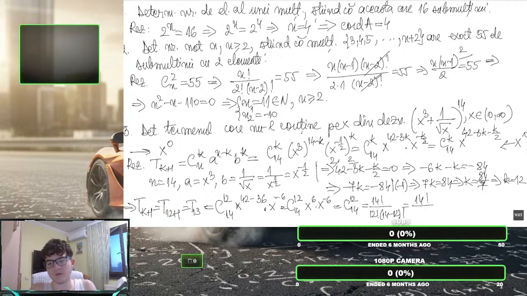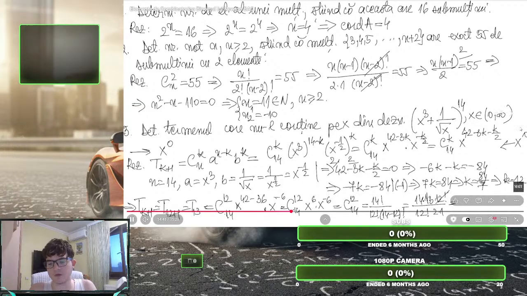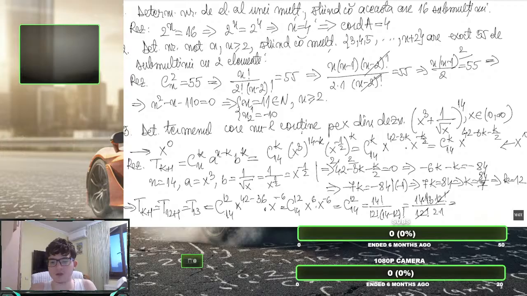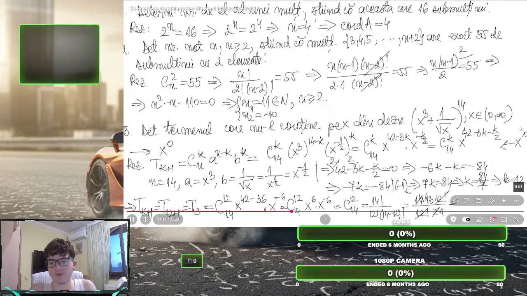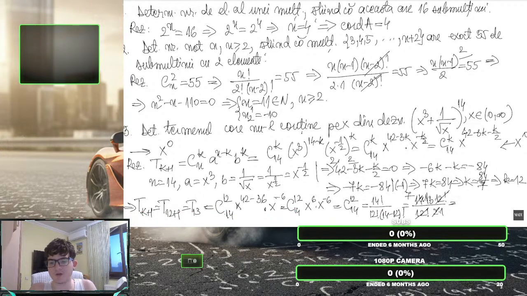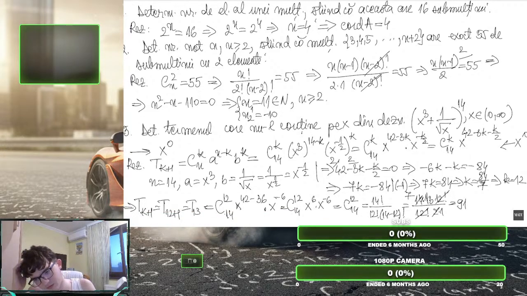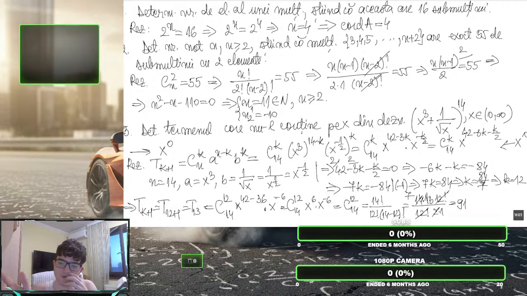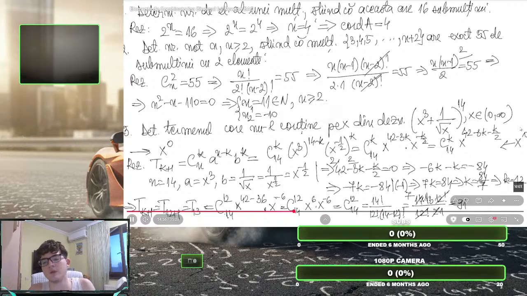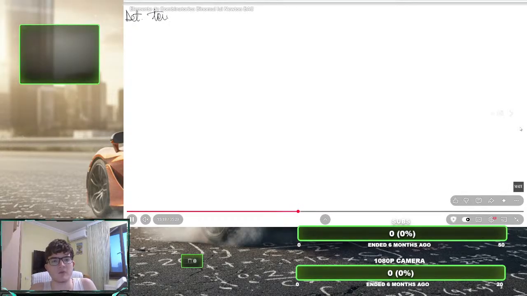14, 12 factorial, and what? And 2 factorial. Okay, so we have this 13 and 12. So 12 is canceled, and 14 with 2 is 7. So 7 times 13, that is 81. 91. Why 91? Ten times 7 is 70. Oh, it's 91 because it's 21. Okay. 91.